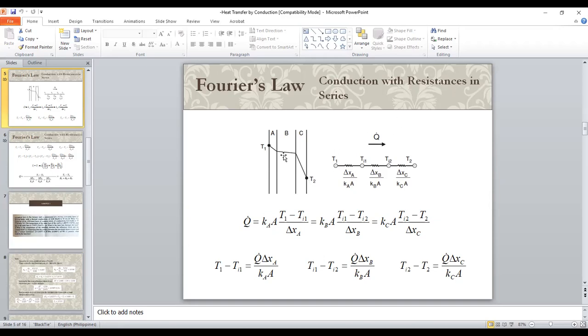So in this case, you have one resistance here in material A. You will have here delta X sub A and K sub A, representing the thickness of material A and the conductivity of material A respectively. You will have the same for delta X sub B for material B for its thickness, and its thermal conductivity is K sub B, and you will have delta X sub C for the thickness of the C material, and K sub C for its conductivity.